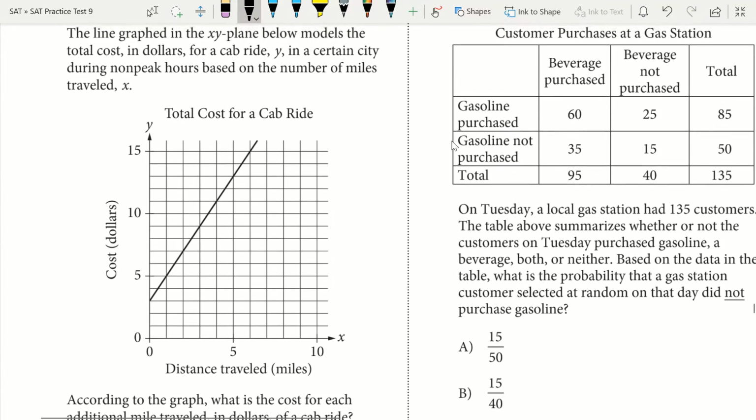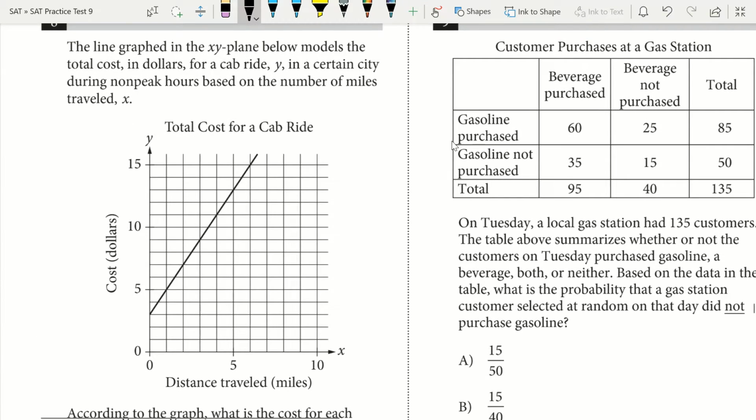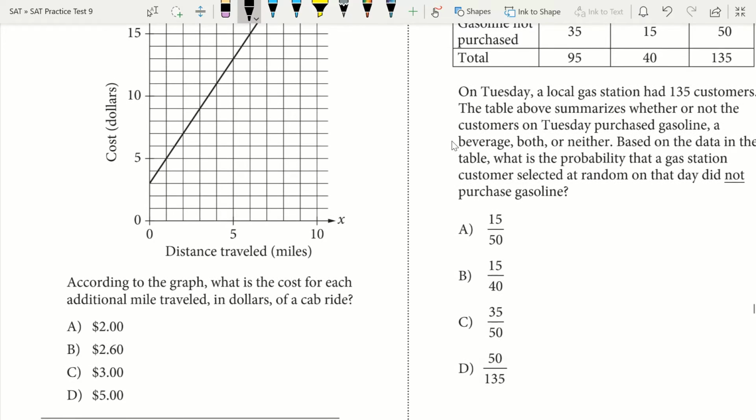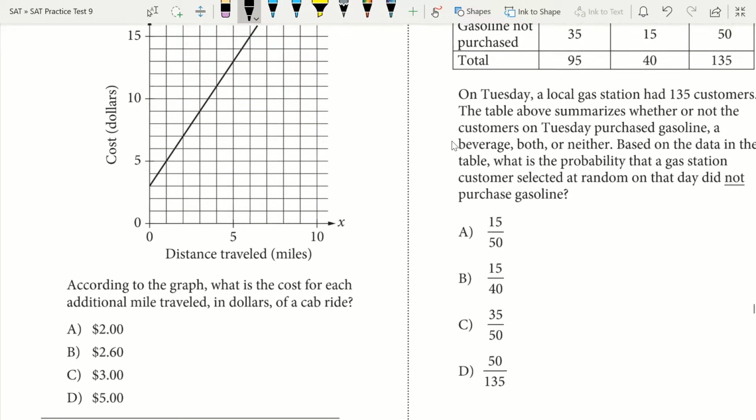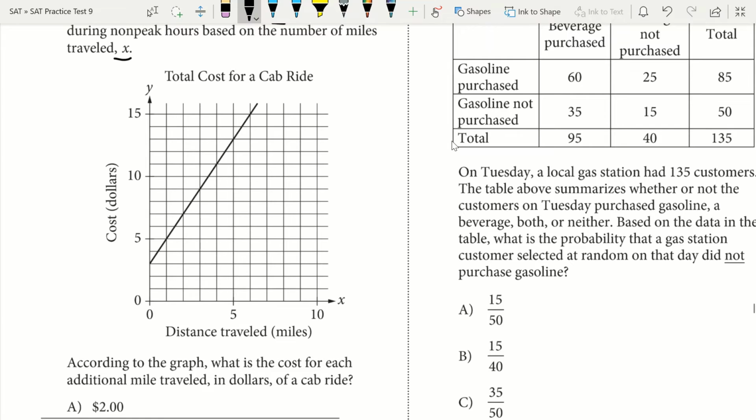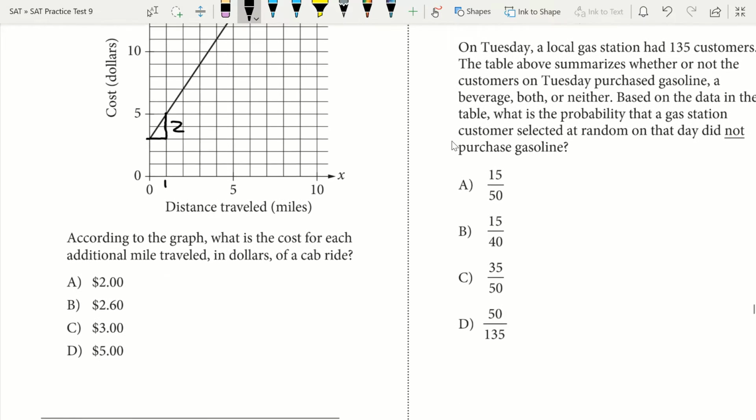Question 8. The line graphed in the XY plane below models the total cost in dollars for a cab ride Y in a certain city during non-peak hours based on the number of miles traveled X. According to the graph, what's the cost for each additional mile traveled in dollars of a cab ride? Well, I know each additional mile traveled is going to be 1x, right? So if I go from 0 to 1, I travel 1 additional mile, and I see my cost rises $2. So my answer is going to be A, $2.